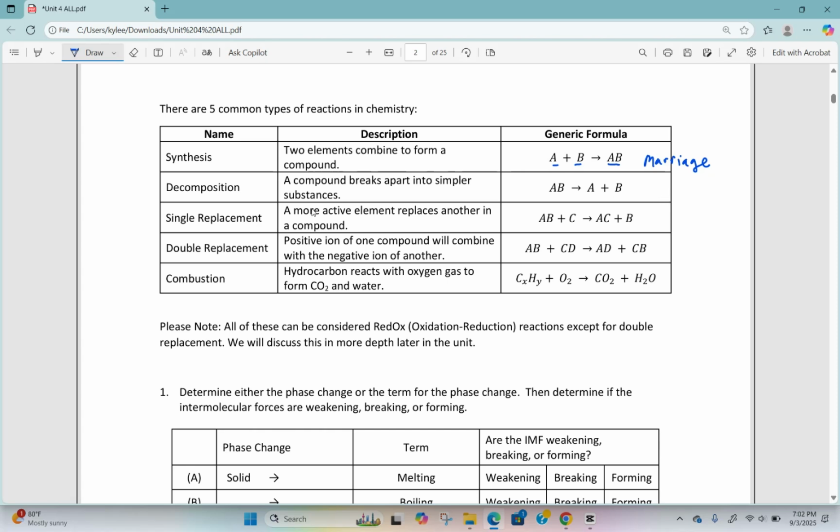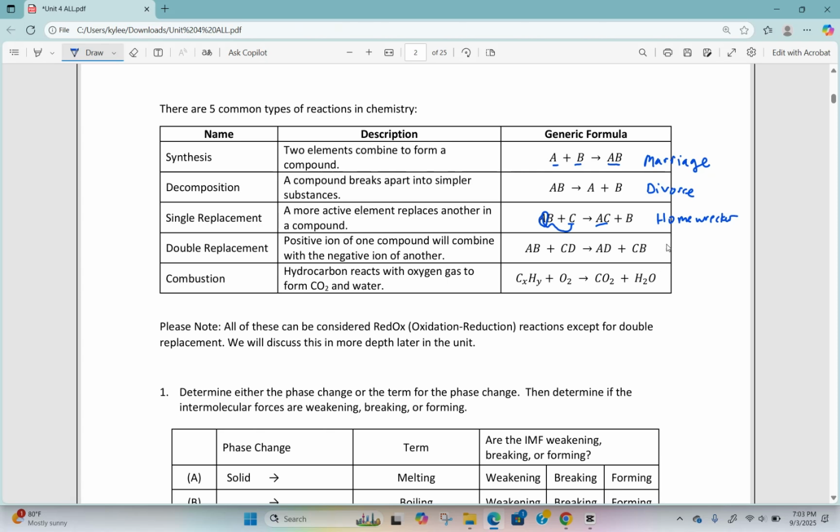The decomposition is kind of the opposite of that. We've got AB on the left, and it is breaking apart into A and B. So I call this the divorce. Single replacement, I call homewrecker. And the reason I call it homewrecker is because A and B are together as a couple, and C comes in and hooks up with A, says I'm taking A, and on the right hand side they're together, and B gets left out in the cold. So that's why I call that a single replacement, a homewrecker.